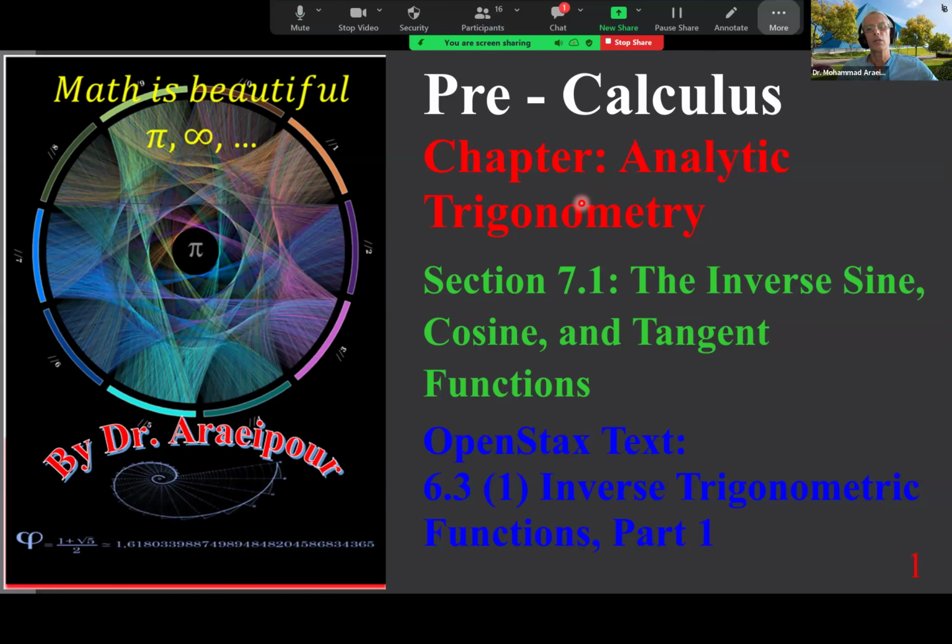Good afternoon, class. We are looking at analytic geometry. Here's inverse trig functions, part one.